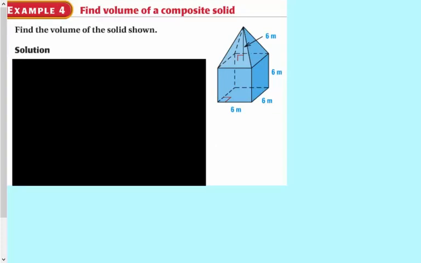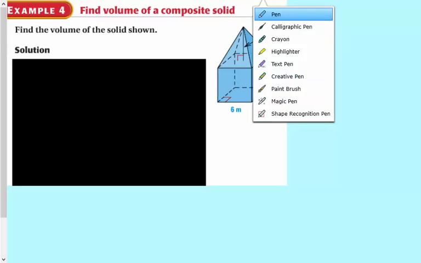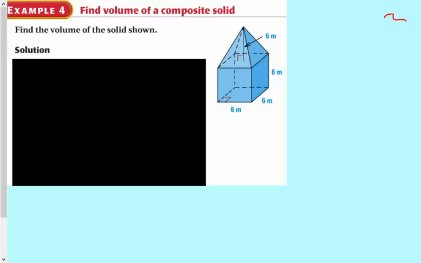Alright, find the volume of a solid. So here, this is a composite solid. It is a cube and it is a pyramid. So, I mean, there's really not much to this. I have 6 times 6 times 6, or 6 to the 3rd power. That's going to be my cube. Plus I have 6 times 6, which is my base, times my height, which is 6, divided by 3, and then that would be your answer there. So that's actually a quick problem.